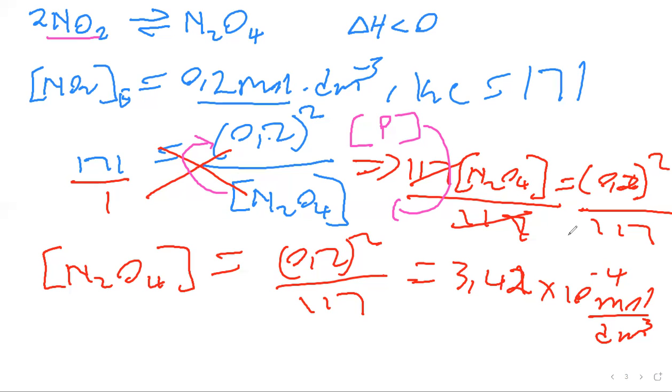So now to find the concentration of our product, we're going to cross multiply. So it's going to be 1 multiplied by 0.2 squared, and it's the concentration of N2O4. 0.2 squared is 0.04, 171 multiplied by that answer. Yeah, I guess that's the right answer.